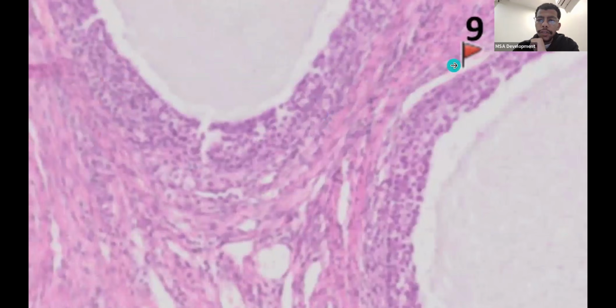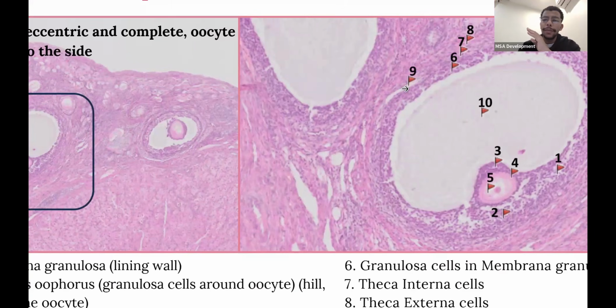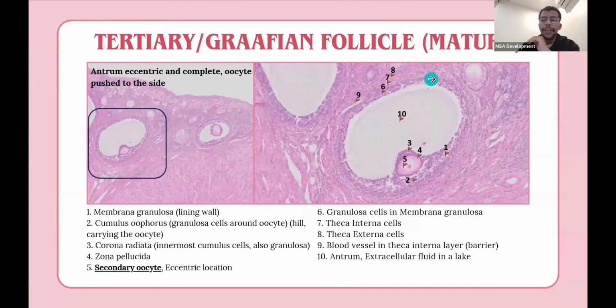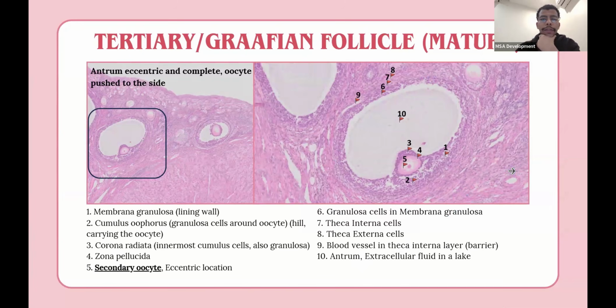Here, there's a blood vessel. Honestly, I really hope they don't ask you about this because there's no way you can see it. However, this thin line is a blood vessel. And that's it for Graafian follicles.